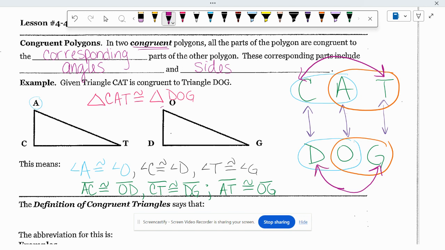But you can do it based off of the way that the triangles are named as being congruent to each other. You don't even have to see a picture. Okay? Do you guys understand what I'm trying to say there? Yeah.